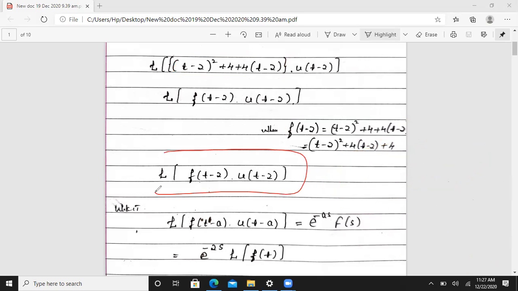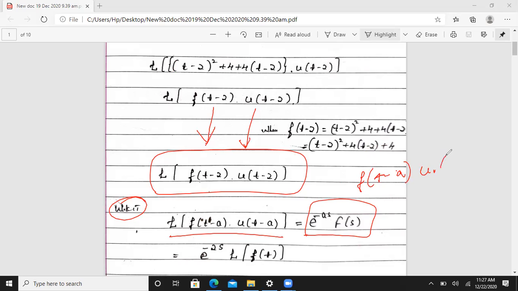Okay, so here we will take the Laplace transformation of f of t minus 2 into u of t minus 2, and we know the second shifting property, that is, the Laplace transformation of f of t minus a into u of t minus a is equal to e to the power minus as into F of s. And here we have the value of a as 2. Okay, so we will write this directly as e to the power minus 2s into the remaining Laplace transformation of the f of t function.